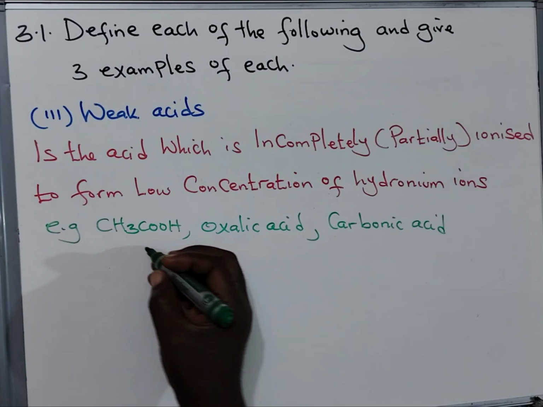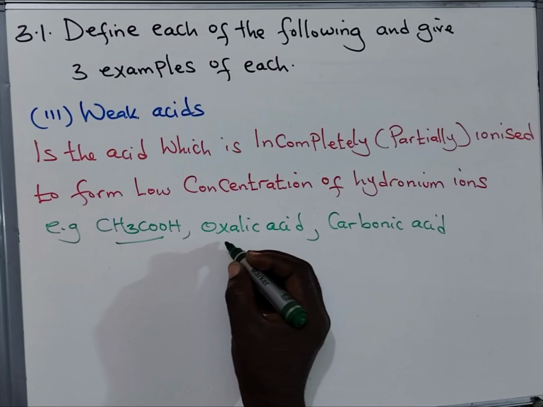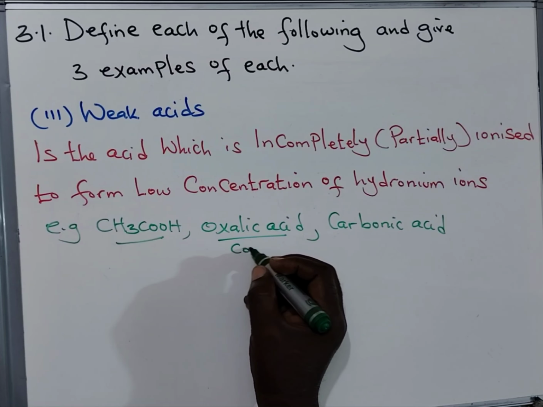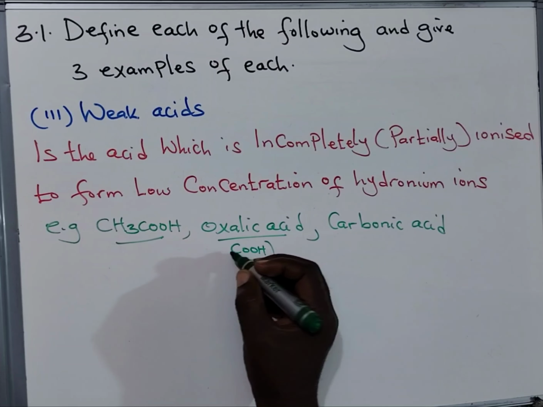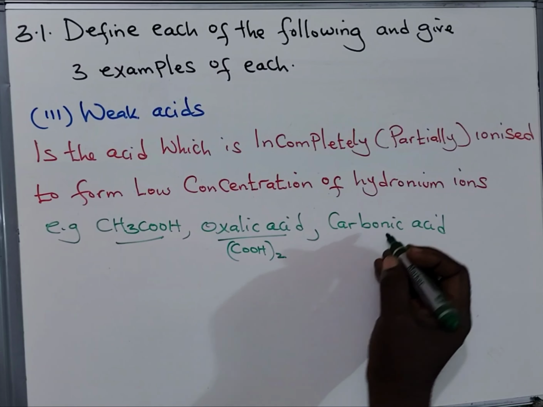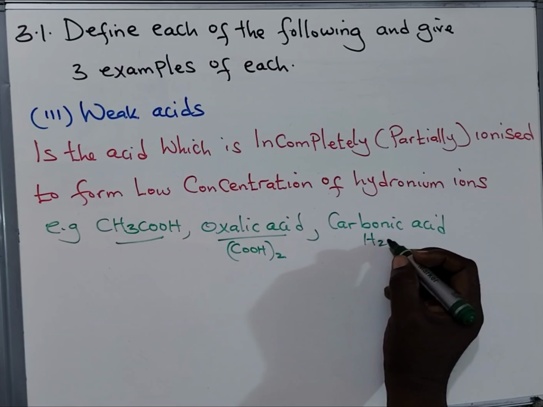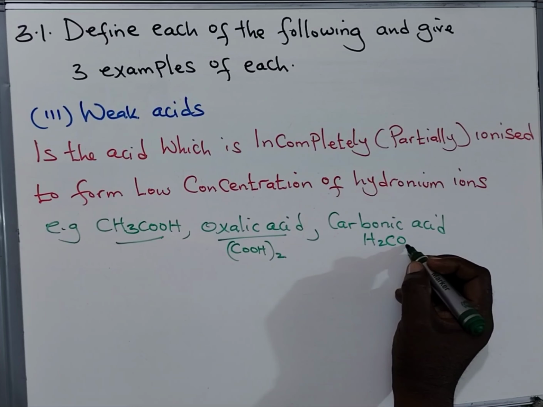I need to remind you that for oxalic acid, the formula is (COOH)2, and for carbonic acid it is H2CO3.